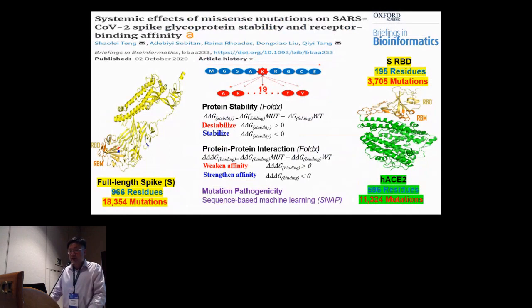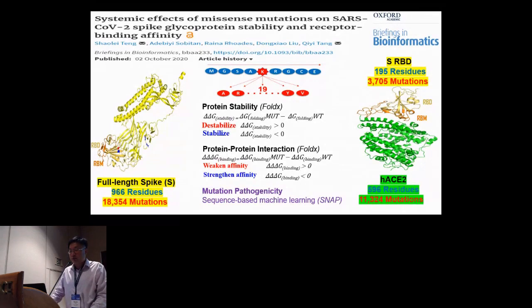First, we calculated the protein folding free energy change. If this ΔΔG is greater than 0, the mutation could destabilize the protein. Otherwise, it could stabilize the protein. We used this method to investigate about 80,000 mutations in the full-length spike protein. We also calculated the binding affinities. If the mutation's ΔΔG binding is greater than 0, it could weaken binding affinity, but in a few cases a mutation could enhance the binding affinity.